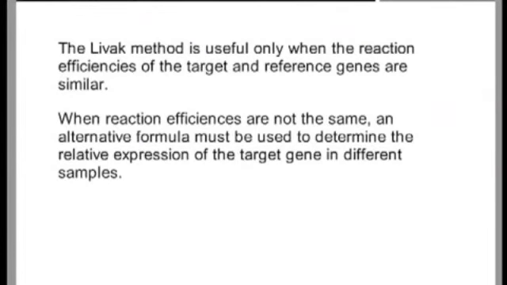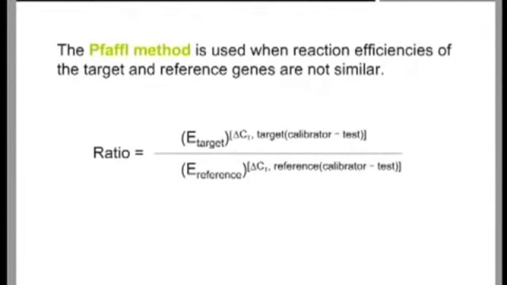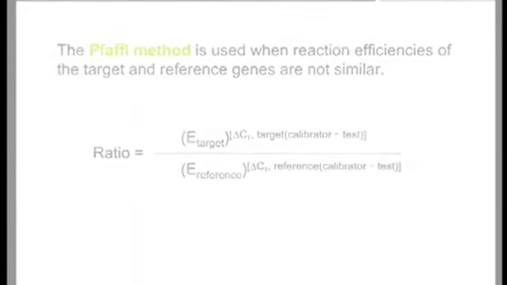The Livak method is useful only when the reaction efficiencies of the target and reference genes are similar. If these efficiencies are not the same, an alternative formula must be used to determine the relative expression of the target gene in different samples. The Pfaffl method uses the following equation to determine the expression ratio between the test and calibrator samples. E target and E reference are the reaction efficiencies of the target gene and reference gene, respectively. This equation assumes that each gene has the same amplification efficiency in the test and calibrator samples.